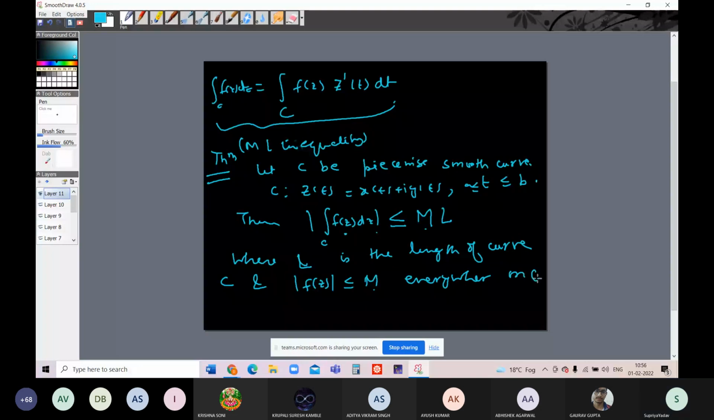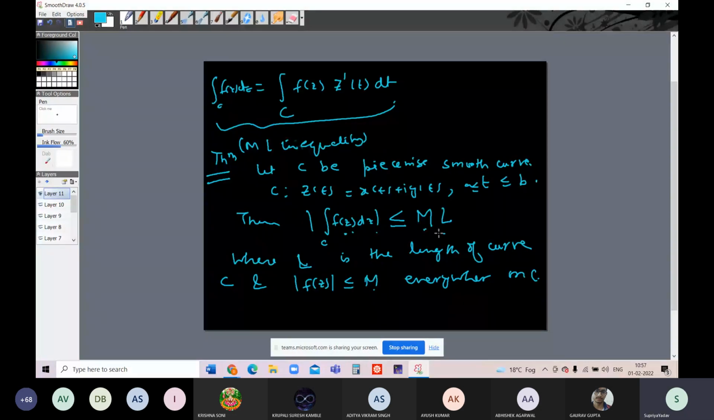on this C. It means that for every point z on this C, the modulus of f(z) is always less than or equal to this value M. So it is the upper bound for this function f(z) on this curve C. So the line integral of this function f(z) along C is bounded by this quantity, M times L, where M is the upper bound for f(z) on the curve C and L is the complete length of the curve C. So this inequality is called the ML inequality. This is also known as the ML inequality.